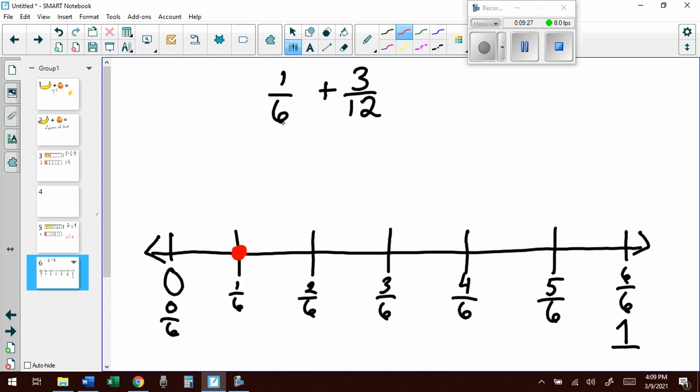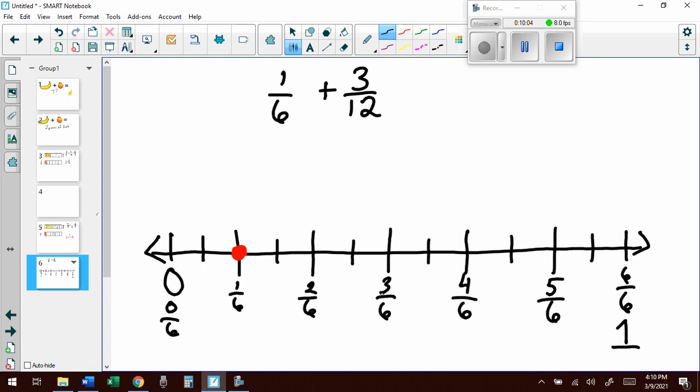So how are we going to change this 6 into 12? Well, if you think about your multiples of 6, 6 times what equals 12? 6 times 2. So we can take each one of these 6ths and we can partition each 6th into 2 pieces, or each 6th in half. Excellent.